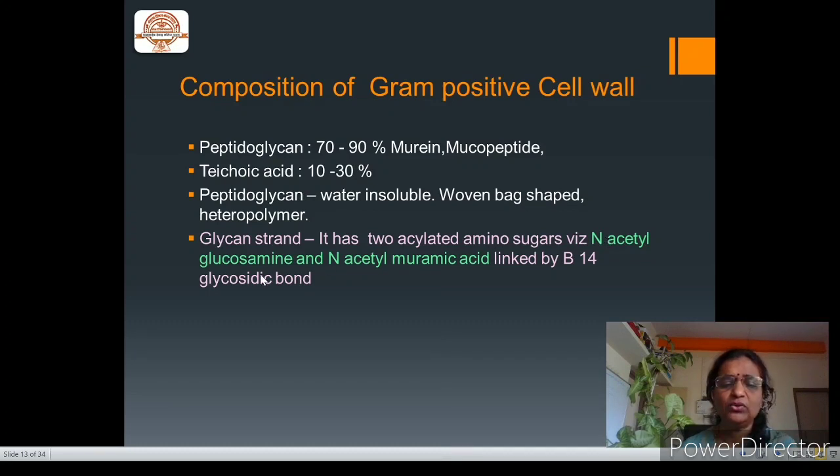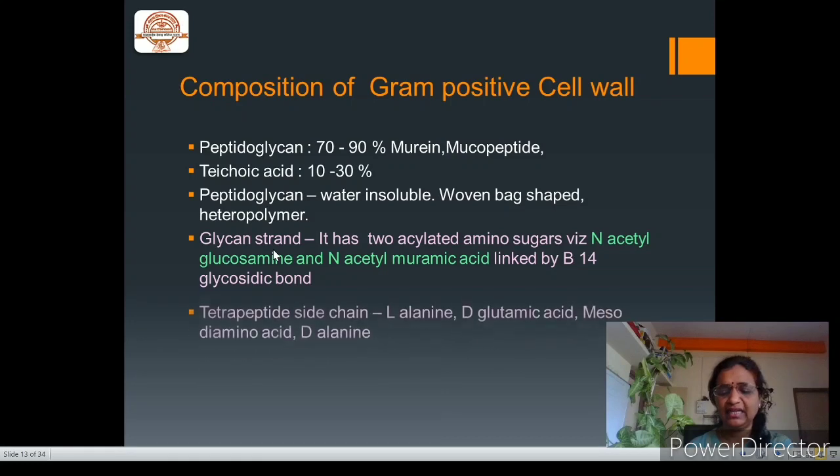N-acetyl glucosamine can be abbreviated as NAG, and N-acetyl muramic acid can be abbreviated as NAM. So there are repeating units of NAG and NAM. These two sugars are bound by beta-1,4 glycosidic linkage that forms a long strand called the glycan strand. So repeating NAG and NAM bound by beta-1,4 glycosidic linkage form the strands. That is the first part of peptidoglycan, the glycan strand.